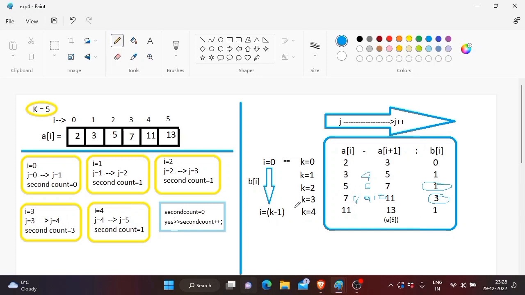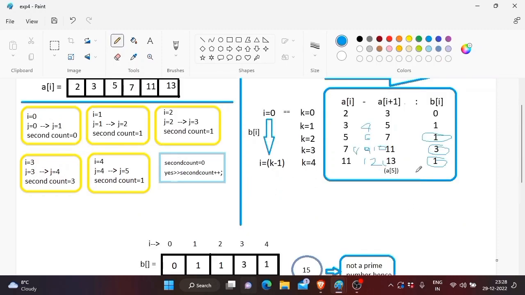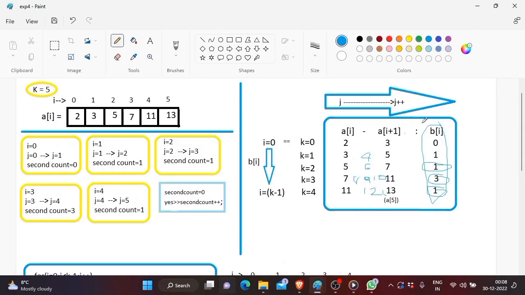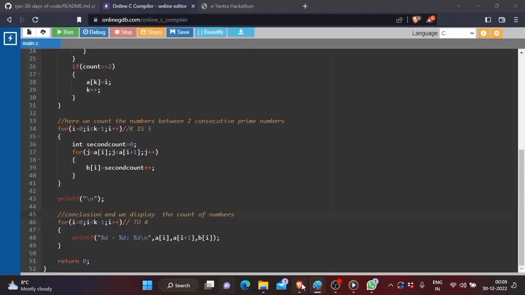Now at i equal to 4, which is the closing value, i equal to k minus 1, the second count would be 1 as there is the number 12 between 11 and 13. Note that 13 is the value of the array at index 5. That's how we store all second counts in array B, which has a size of k minus 1, equal to 4.